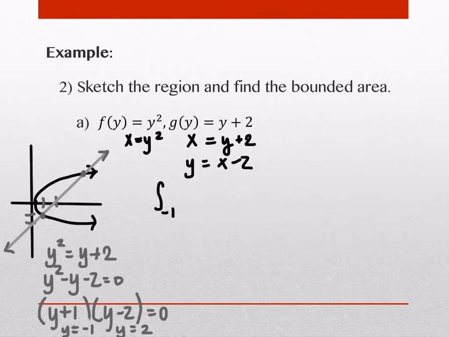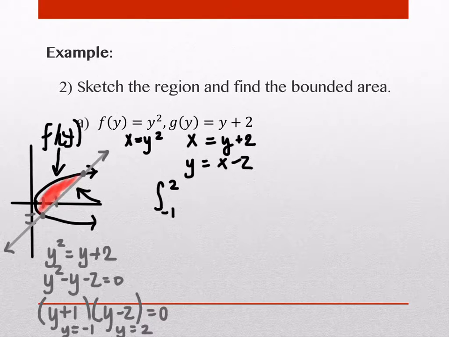Now, the next thing that we have to recognize is which graph is on top, because we're supposed to be subtracting the bottom one from the top one. So what's the top graph? It's y squared. So remember the shaded region, I didn't shade it in, maybe I should have, is right here. And on this part of the region, this graph, f of y, is on top.